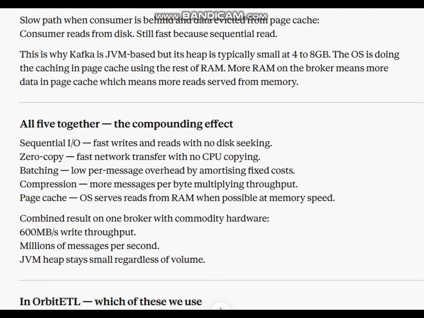All 5 together, the compounding effect. Sequential I/O: fast writes and reads with no disk seeking. Zero copy: fast network transfer with no CPU copying. Batching: lower per message overhead. Compression: more messages per byte, multiplying throughput. Page cache: the OS serves reads from RAM when possible, at memory speed. Combined result on one broker with commodity hardware: 600 megabytes per second write throughput, millions of messages per second. JVM heap stays small regardless of volume.